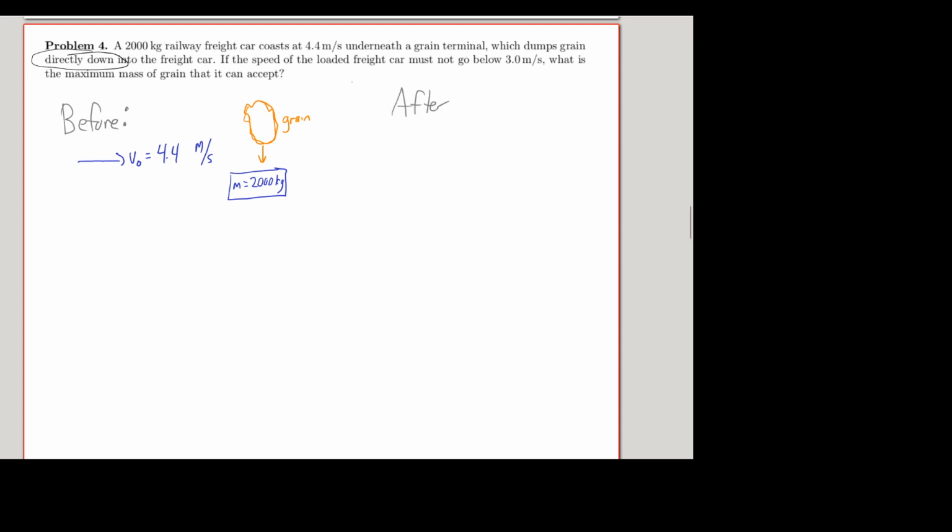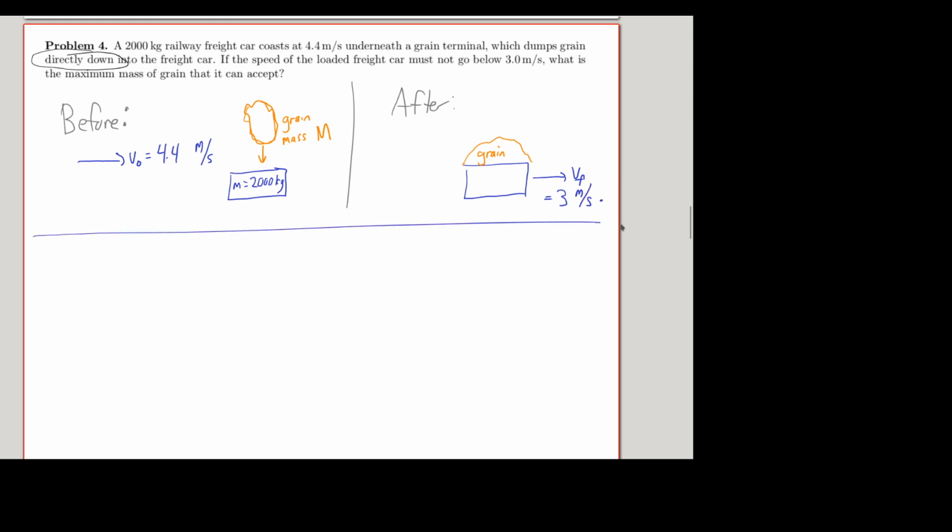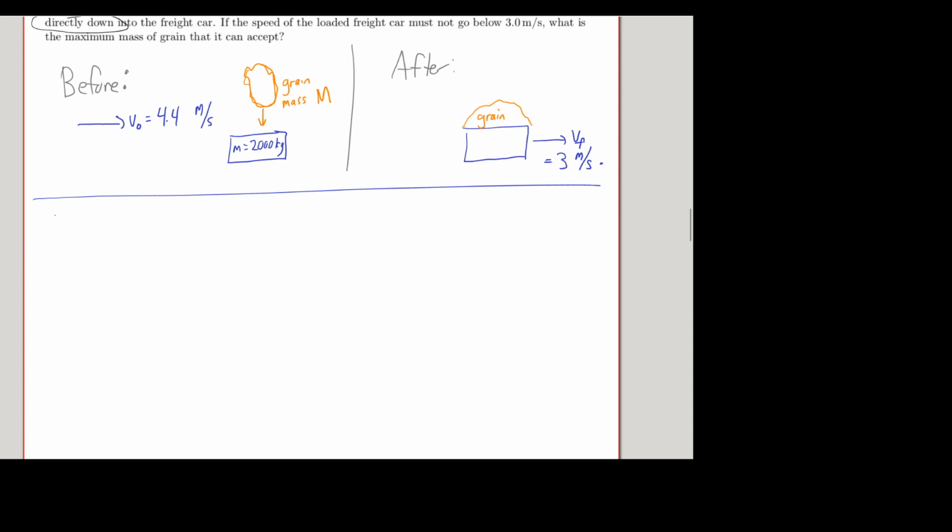And then after, I have my freight car loaded with a big pile of grain. And we'll say that this has a mass big M. And after, this is moving at some final velocity, which is 3 meters per second.